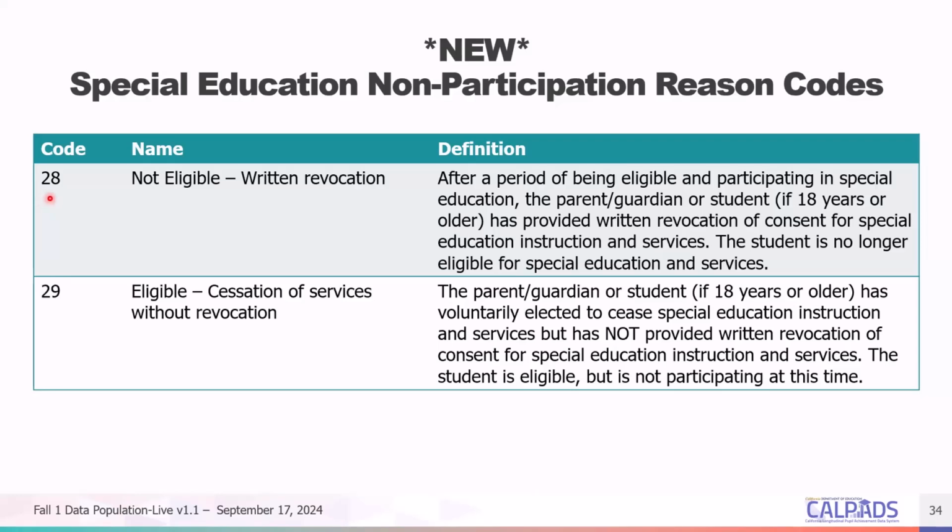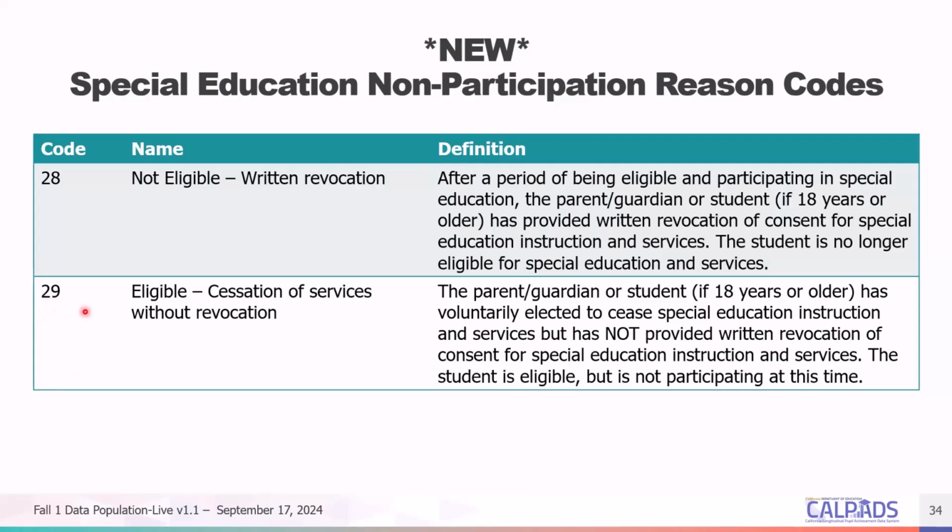So special education non-participation reason code 28 is named not eligible, written revocation, and is defined as, after a period of being eligible and participating in special education, the parent, guardian, or student, if 18 or older, has provided written revocation of consent for special education instruction and services. And this last sentence is probably the most important in distinguishing between these two codes. The student is no longer eligible for special education and services.